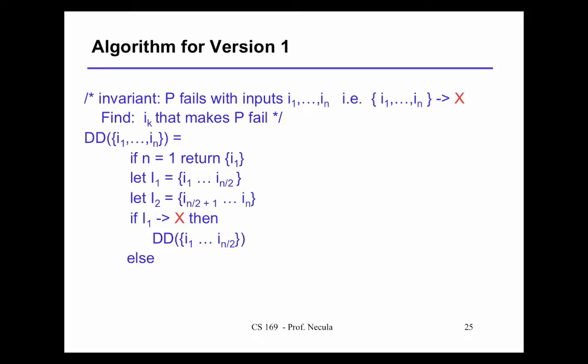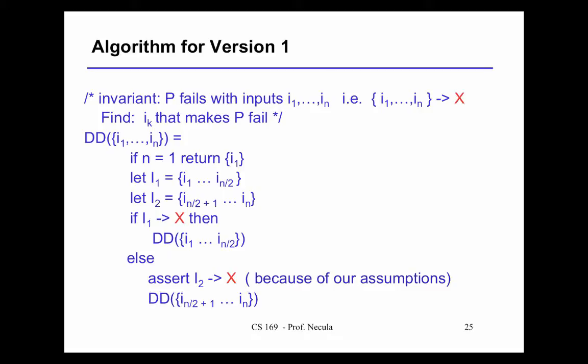Otherwise it means I1 is a success. What are you doing? DD of I2. But before, you should really verify that running the program on I2 fails. This kind of makes it legitimate to call DD of I2. For our version of the algorithm, this is always going to succeed. Can you tell me which of the assumptions that we've made ensures that the program will indeed fail on I2?